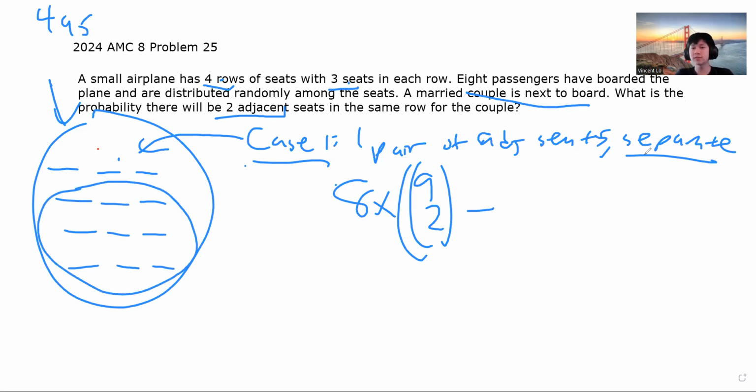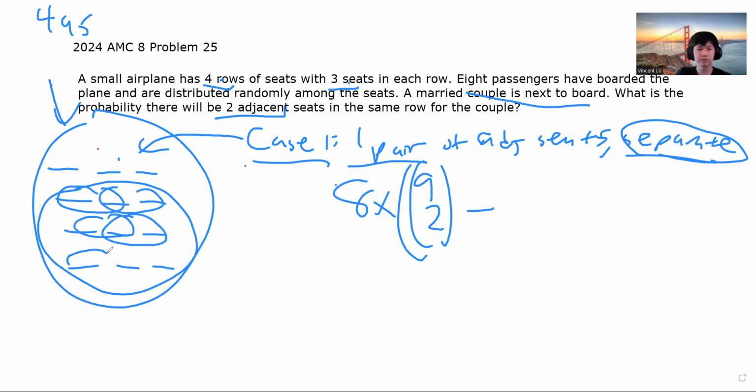Because remember, we want them to be separate, as we're only calculating the case of 1 pair of adjacent seats. So we chose 2 from the 9, and we get to subtract 1, 2, 3, 4, 5, 6. We have to subtract 6 cases from that 9 choose 2, because in those 6 cases, that will result in 2 pairs of adjacent seats, which is not what our case is.